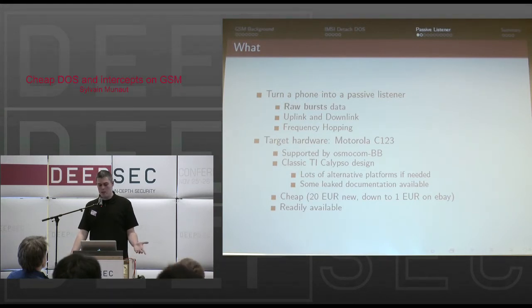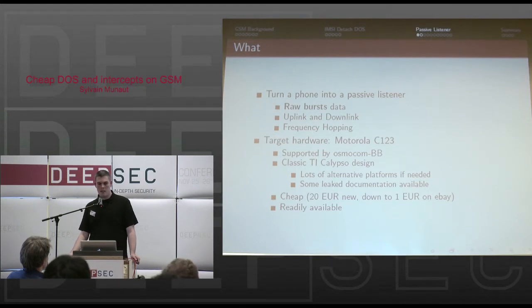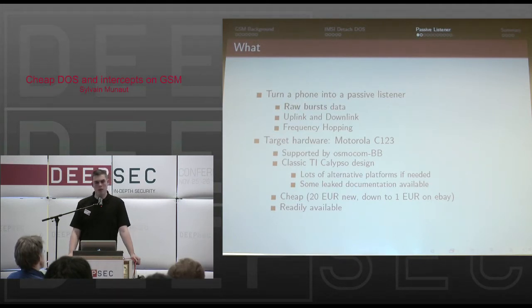The target hardware is basically what Osmocom-BB supports. Here I'm using a Motorola C123, but there are a lot of other models. They were chosen because it's a classic TI Calypso design. That means that first there was leaked documentation, so we're not completely blind, and there are a lot of phones available for it, and they're all very cheap, like €20 new, and you can find them for like €1 if you can wait.